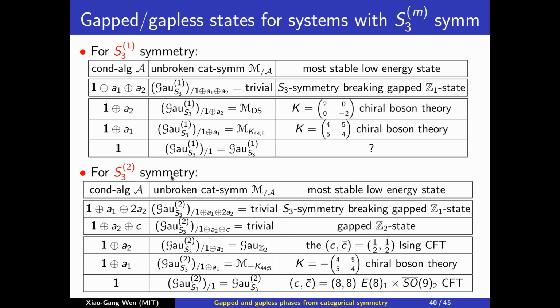So this one, for the second anomaly, is a conformal field theory. It's an SO(9) level 2 conformal theory for the left mover, and for the right mover it is E8 level 1. So with this combination, the central charge is 8.